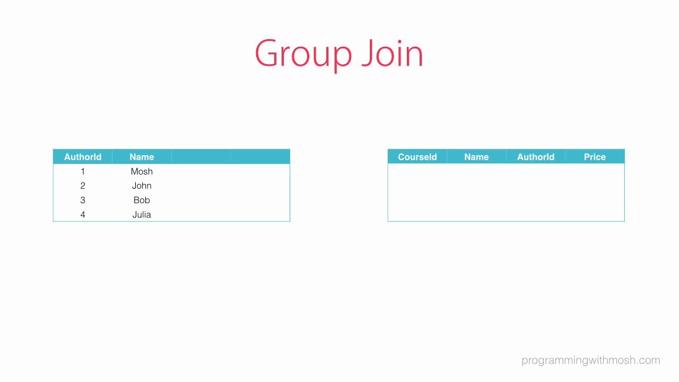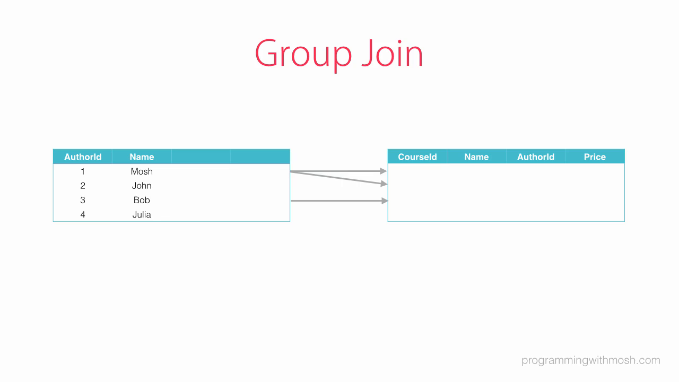This is how group join works. Imagine we have two lists, authors on the left and courses on the right. With group joins, we associate each object on the left with one or more matching objects on the right. You might ask, when do we use this?